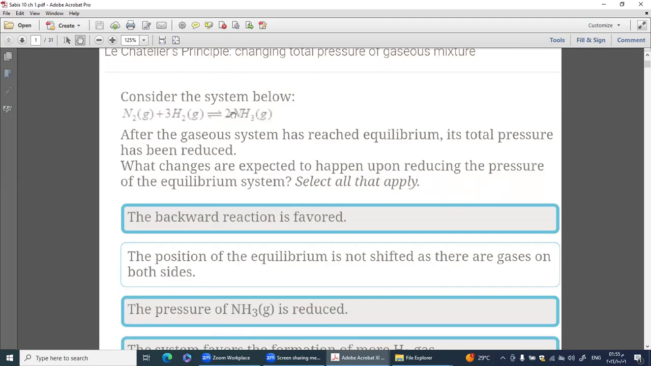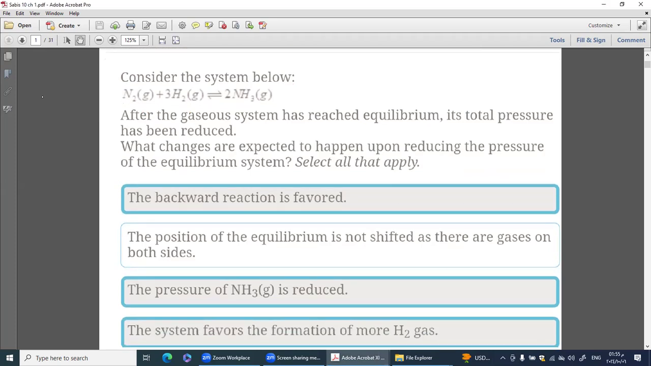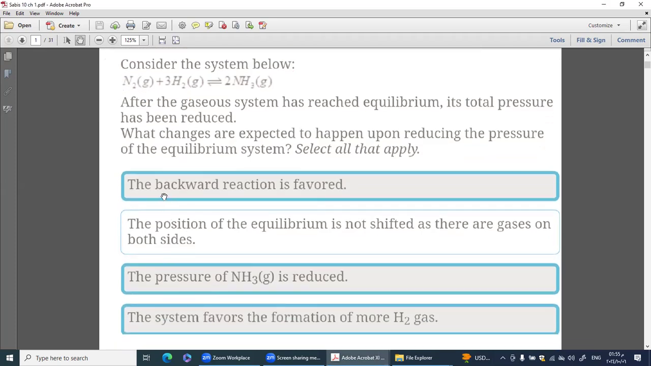Okay, reducing pressure. Here we have 4 moles and 2 moles. If we are increasing pressure, the reaction moves forward. If we are reducing, it moves backward. By moving backward, the amount of NH3 will be less, and the amount of H2 and N2 will be more. The backward reaction is favored. The pressure of NH3 is reduced. The system favors the formation of more H2.